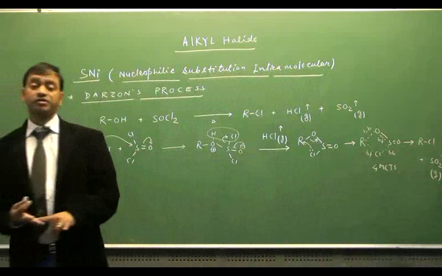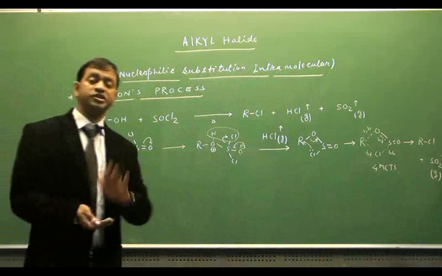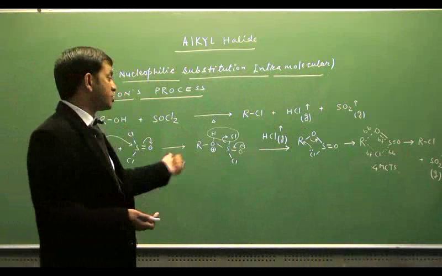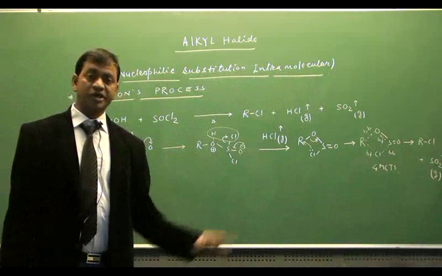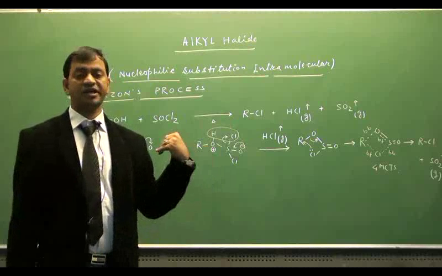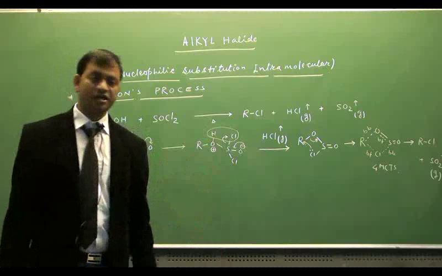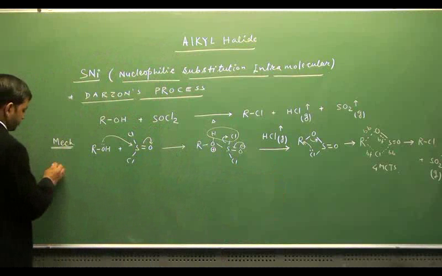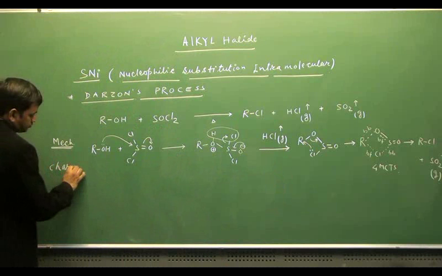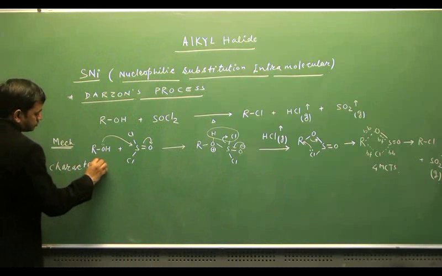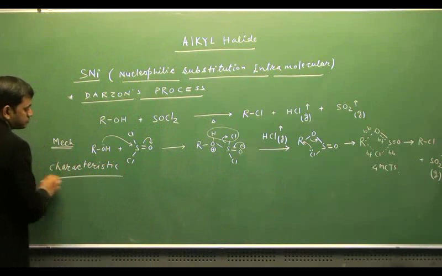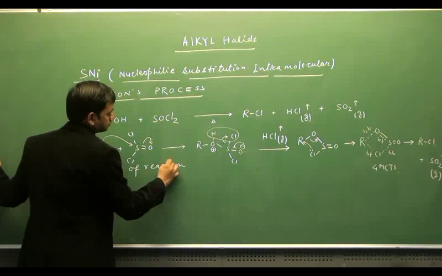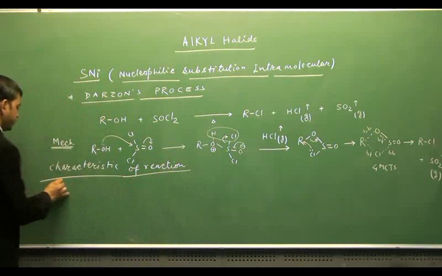There is no change. In SN1, racemization takes place. In SN2, inversion, that is Walden inversion, takes place. If we see the stereochemistry of SNi, retention of configuration takes place. R remains R, and the configuration of that particular chiral carbon remains S. Now the characteristics of the reaction.